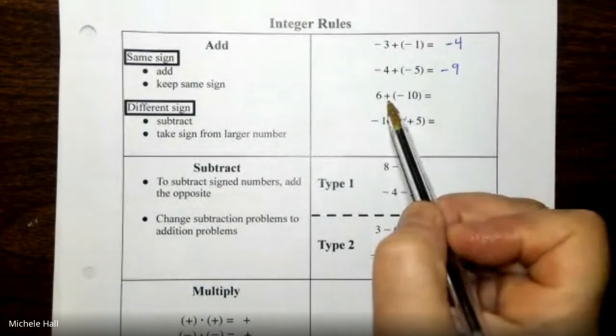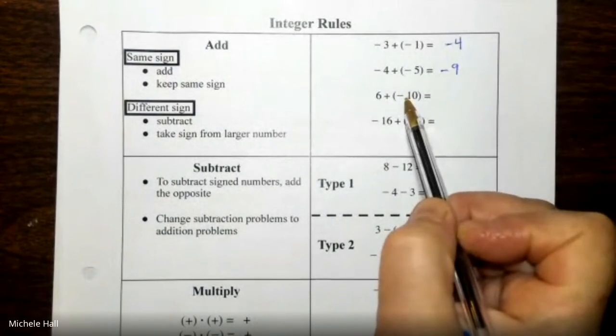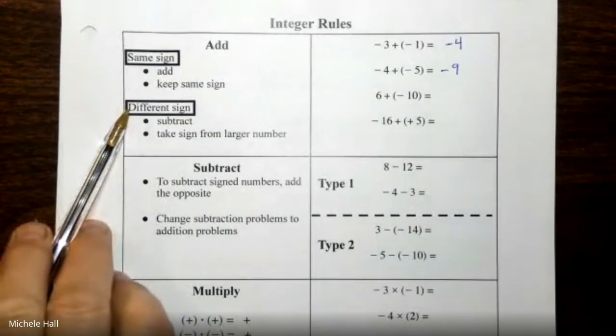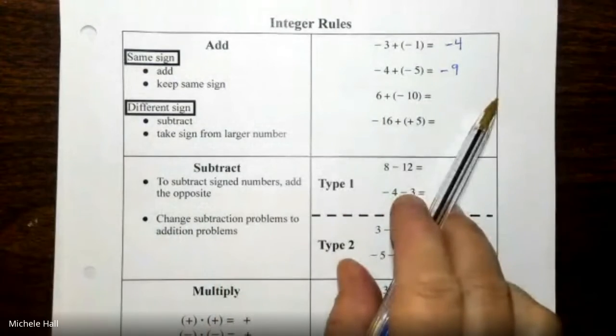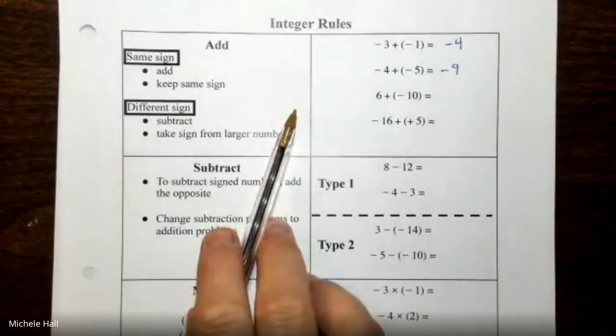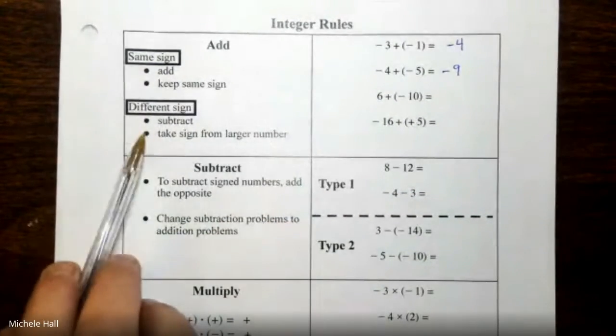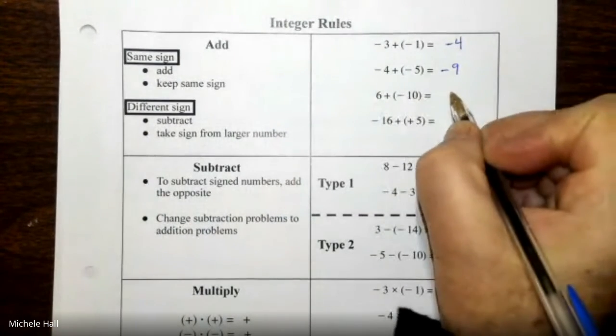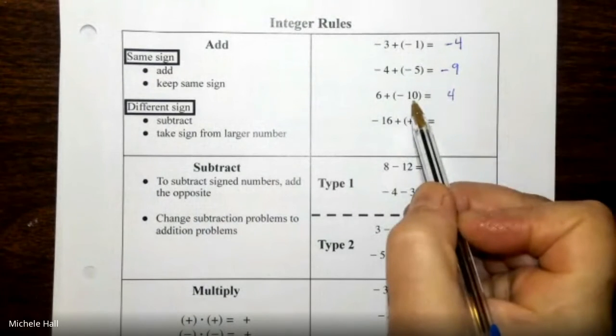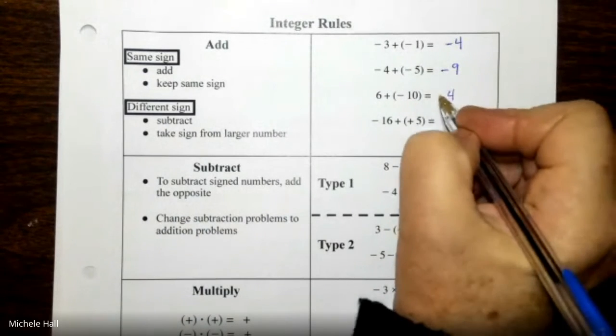On the third one, we're adding a positive and a negative. I'm adding different signs. I'm going in two different directions. I'm going in the positive direction, and then I'm going back in the negative direction. I need to subtract them and take the sign from the larger number. 10 minus 6 is 4. And I'm going to take the sign from the 10, which is going to be a -4.